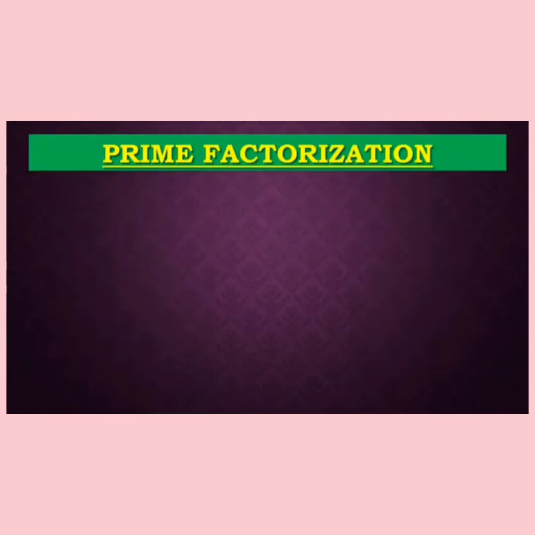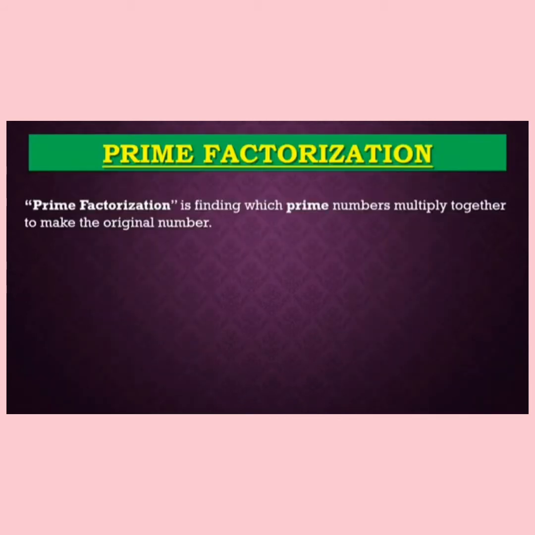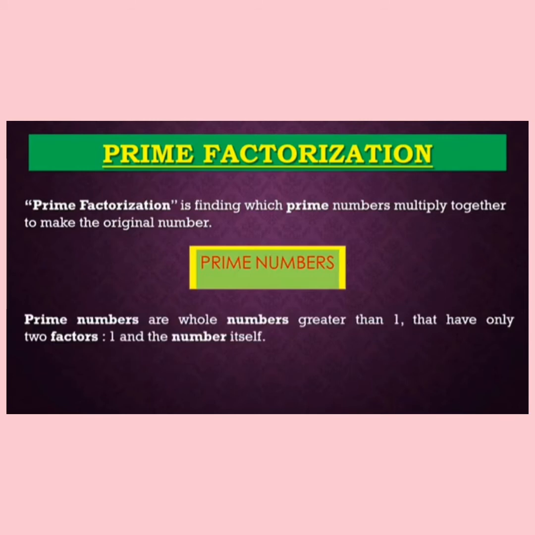What is prime factorization? Prime factorization is finding which prime numbers multiply together to make the original number. We first refresh our memory on prime numbers. Prime numbers are whole numbers greater than 1 that have only two factors, 1 and the number itself. For example, 2, 3, 5, 7 and 11 are the first few prime numbers.